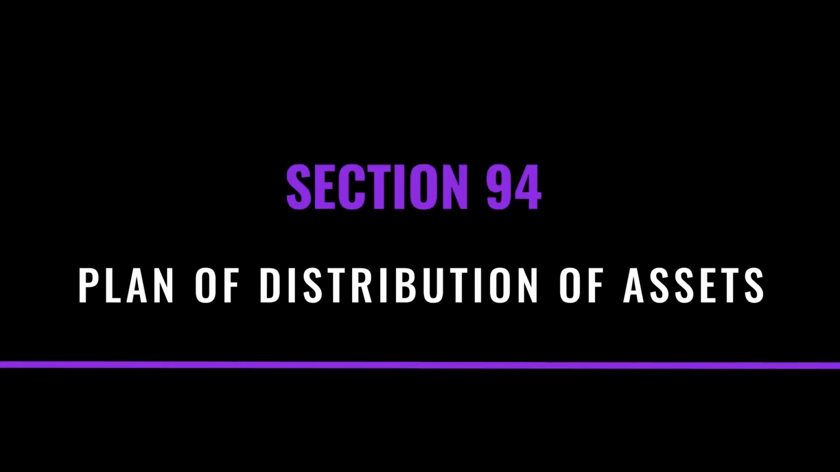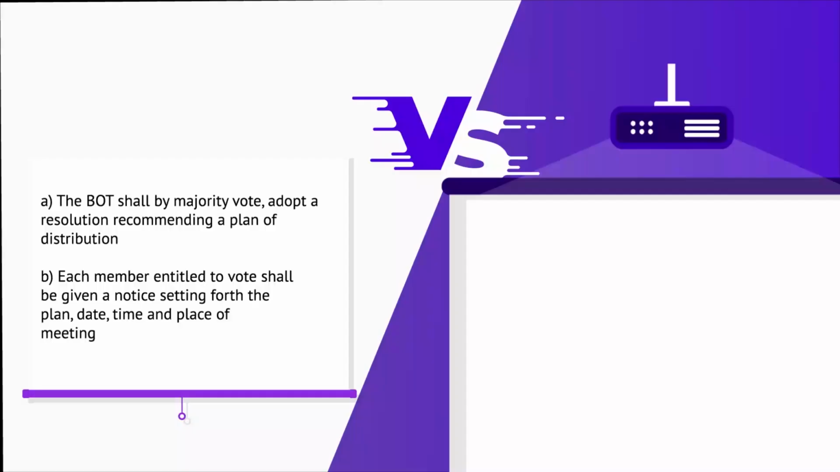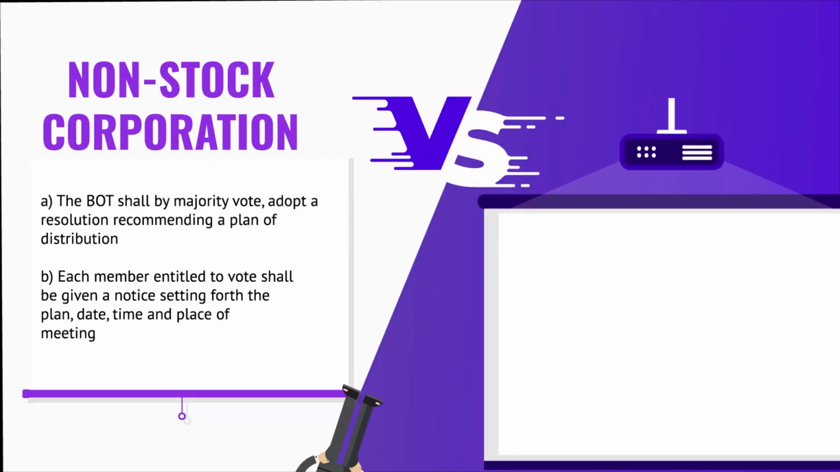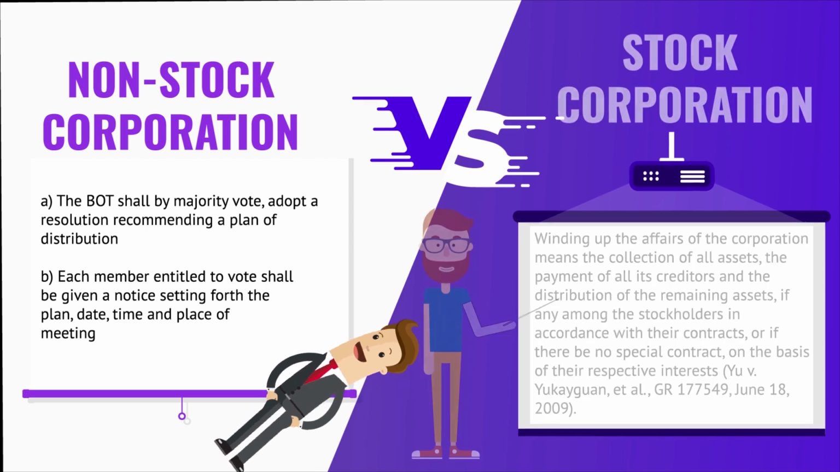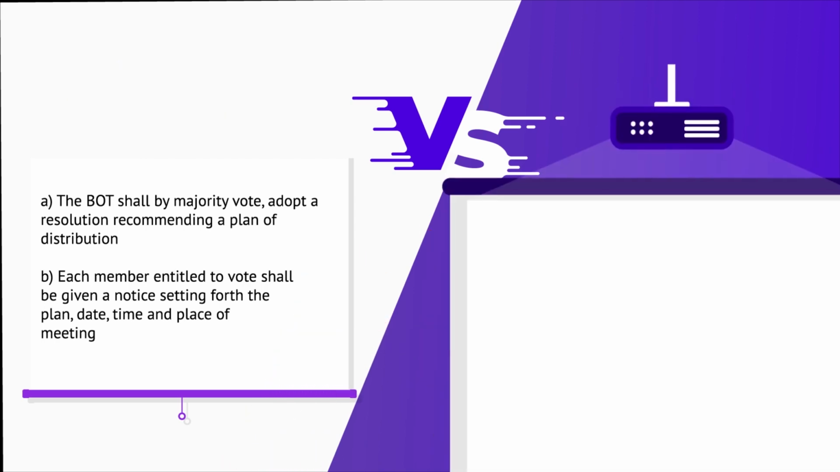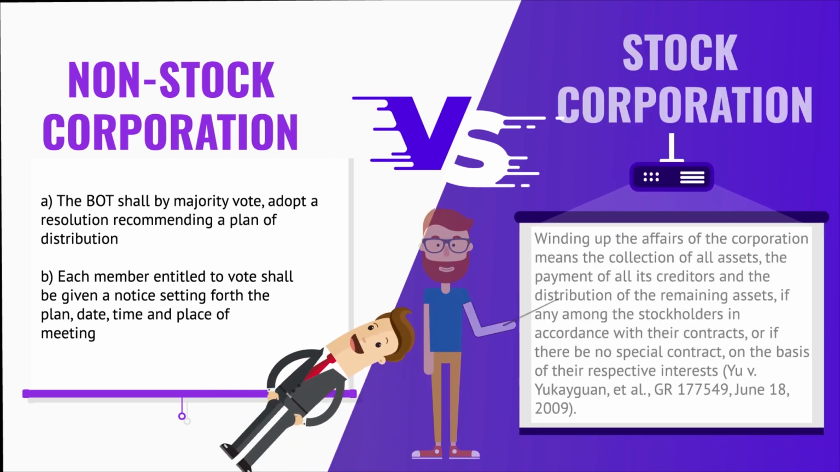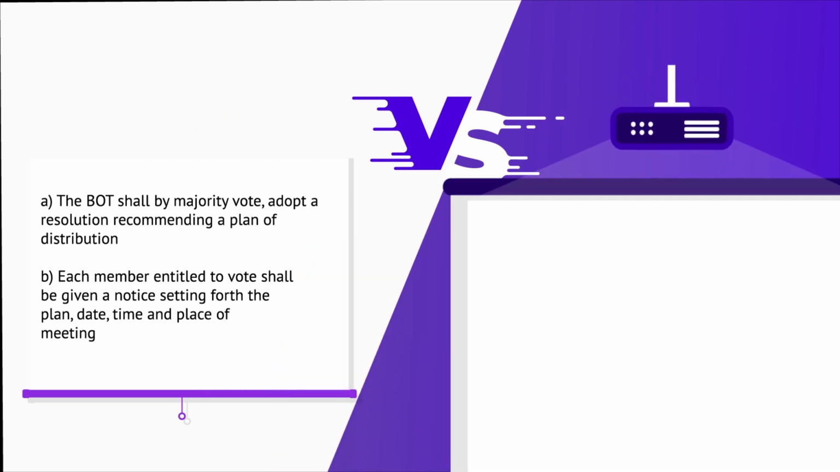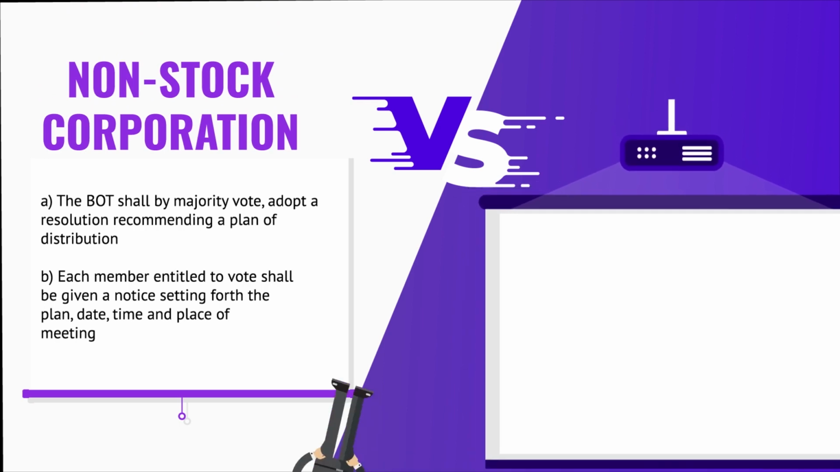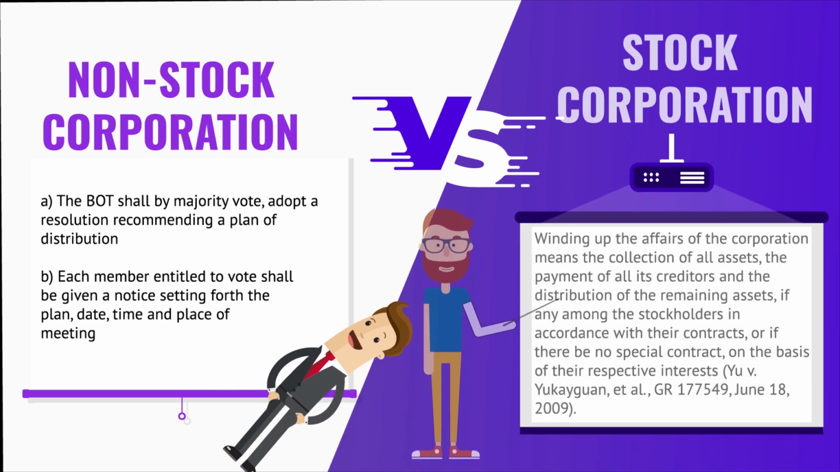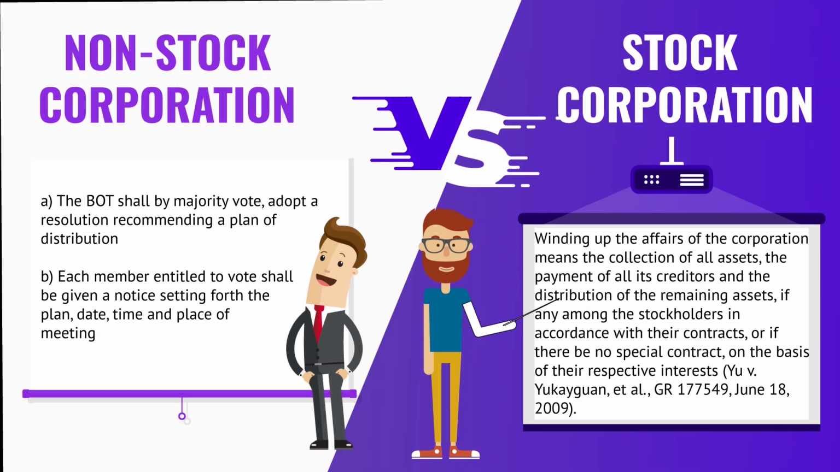Section 94. Plan of distribution of assets. Non-stock: the board of trustees shall, by majority vote, adopt a resolution recommending a plan of distribution. Each member entitled to vote shall be given a notice setting forth the plan, date, time and place of meeting. Stock: winding up the affairs of the corporation means the collection of all assets, the payment of all its creditors and the distribution of the remaining assets, if any, among the stockholders in accordance with their contracts, or if there be no special contract, on the basis of their respective interests.